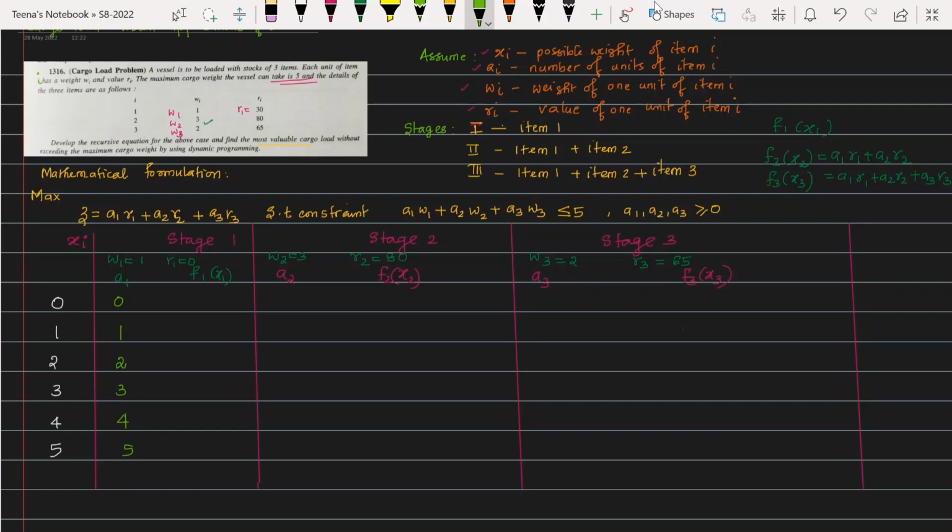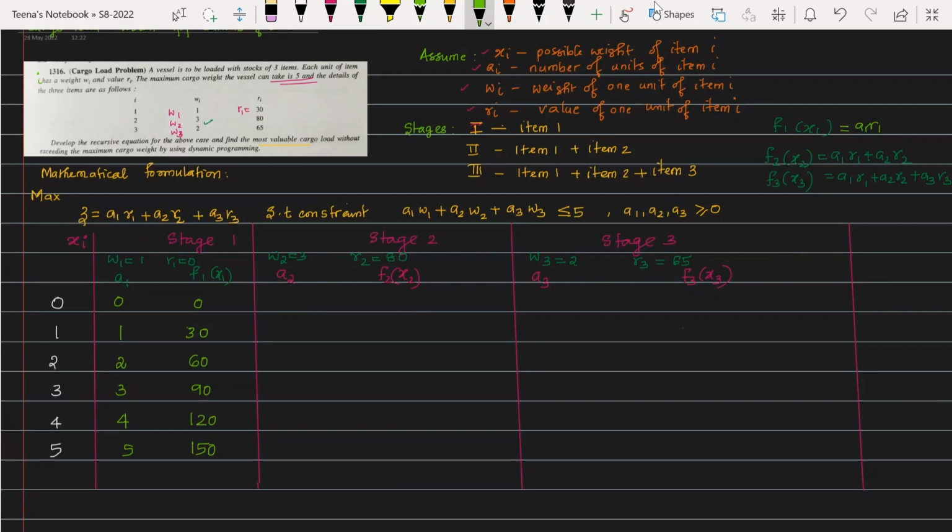Now correspondingly the value of the item loaded is 0 here. Then for 1 it is 1 into 30. See, this is A1 R1. So 1 into 30 it is 30. 2 into 30 is 60. 3 into 30 is 90. 4 into 30 is 120. 5 into 30 is 150. So that completes the stage 1. Now proceed to stage 2.